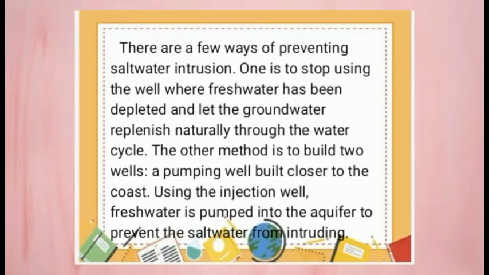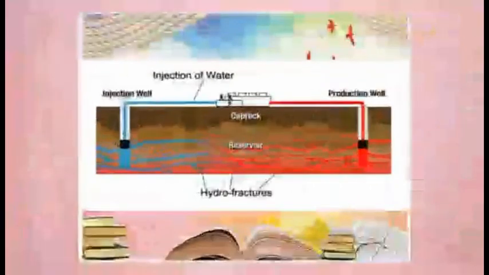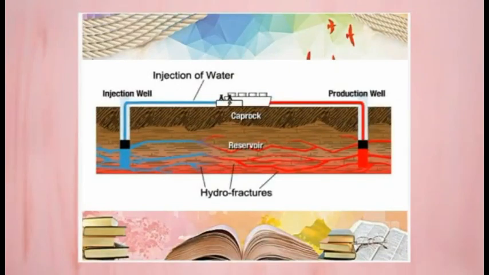There are a few ways of preventing salt water intrusion. One is to stop using the well where fresh water has been depleted and let the groundwater replace it through the water cycle. The other method is to build two wells, a pumping well built closer to the coast. Using the injection well, fresh water is pumped into the aquifer to prevent salt water from intruding. An injection well and a pumping well are both built to maintain the barrier between the salt water and the fresh water.